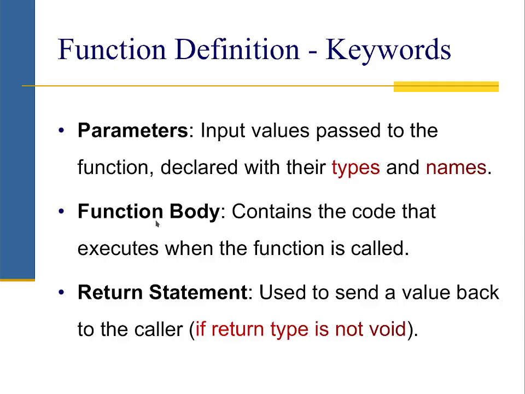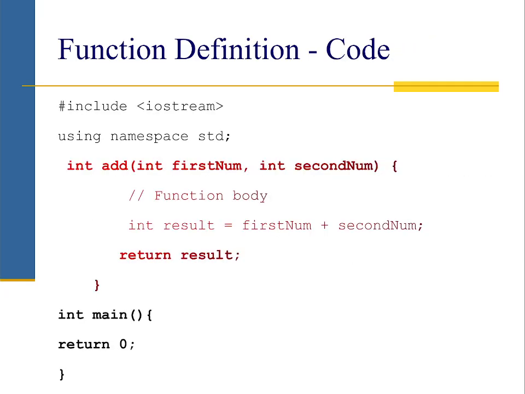And the function body contains the code that executes when the function is called. So basically, the function body is actually what is inside the function. When you call the function, it's what it's supposed to do. And the return statement is used to send a value back to the caller. So if the return type is not void, it will return it back to you. So let's say you specified it as int, it should return the integer value for you. That's why the return statement is there. And so here I'm looking at a simple function with the int variable name.